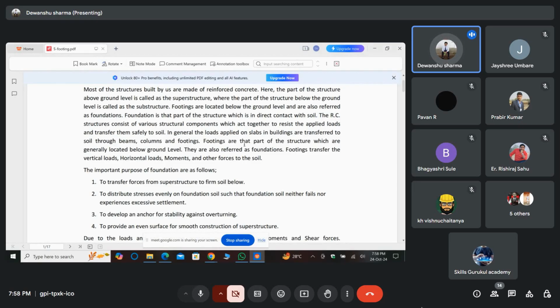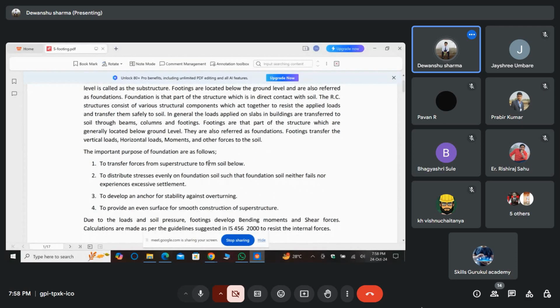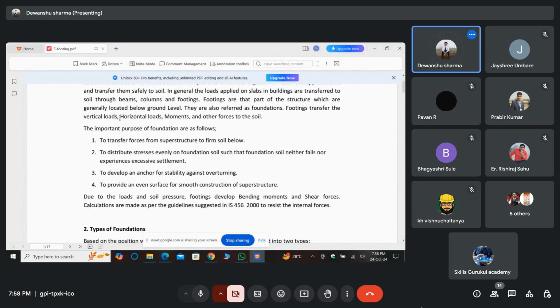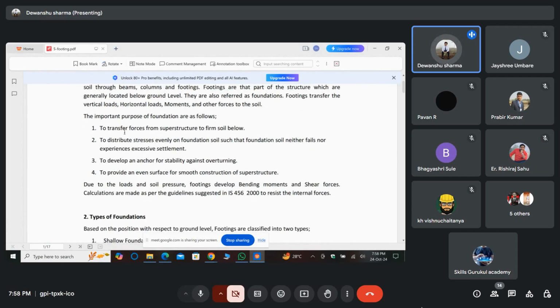Footings are that part of the structure which are generally located below the ground level. They are also referred to as foundation. Footing transfers the vertical loads, horizontal loads, and moment and other forces to the soil. So there are important purposes of foundations, that is footing. First, to transfer forces from superstructure to firm soil below, and to distribute stresses evenly on foundation soil such that foundation soil neither fails nor experiences excessive settlement.